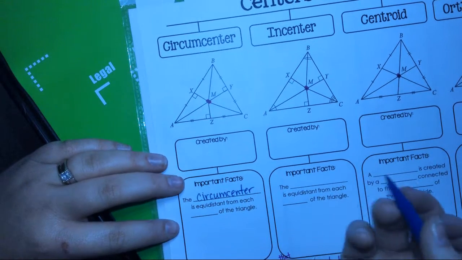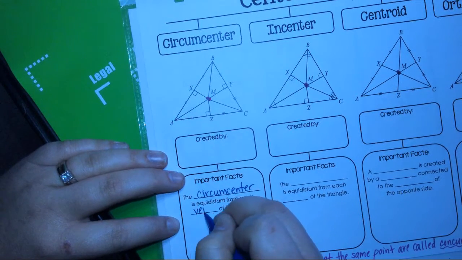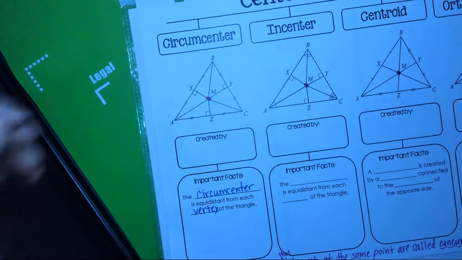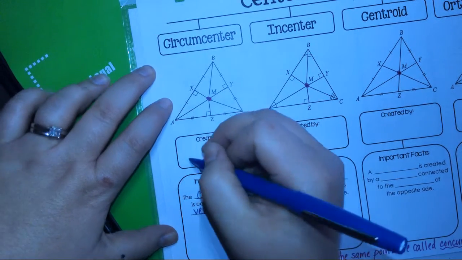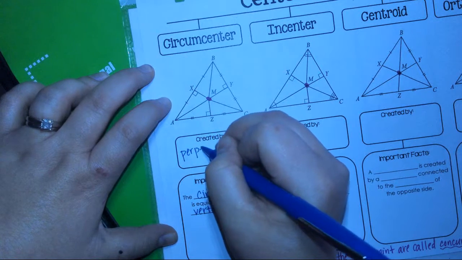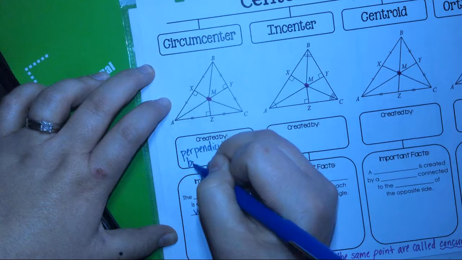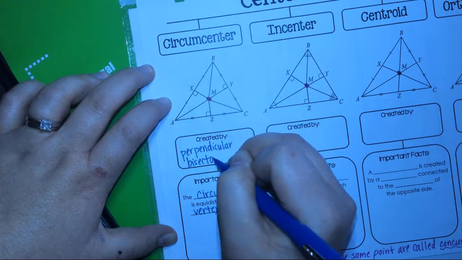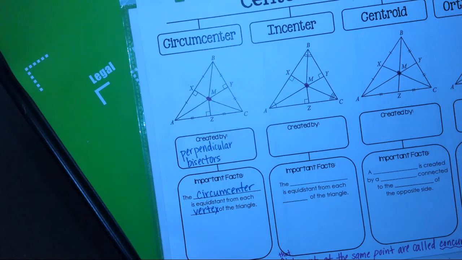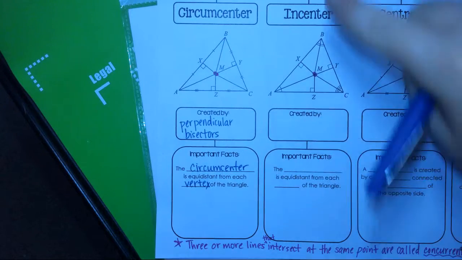And it's equidistant from each vertex of the triangle. And it's created by perpendicular bisectors. So I'll let you write that one, then we'll talk about what on earth that means.